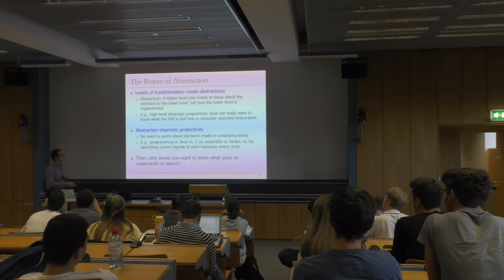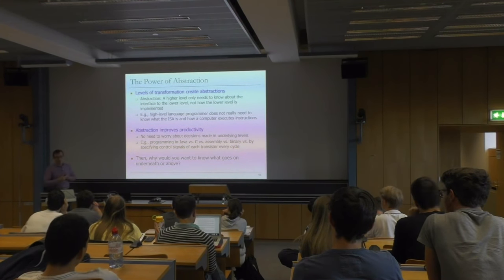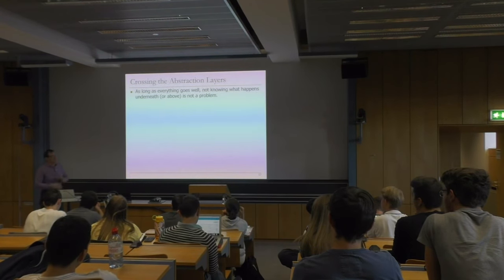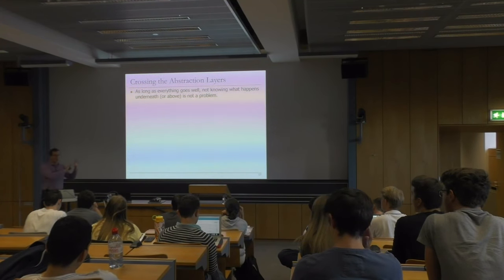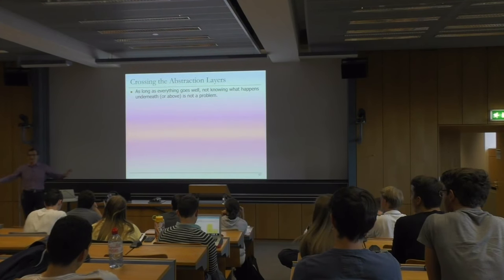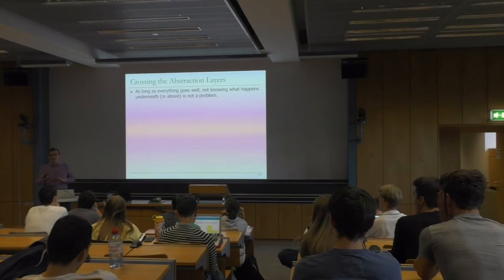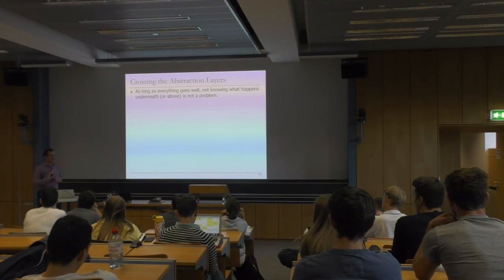So the question is then, why would you want to know what goes on underneath or above? I've already given you a reason, right? Productivity. Abstraction is great for productivity, but if you want to get performance, that's one reason to go into what happens underneath or above. So basically, why do we want to cross the abstraction layers? And the chips that I've shown you earlier to motivate this class, they all break these abstraction layers, basically. If you're a programmer of that chip, you cannot say, I don't want to know what's going on in hardware. You really need to know what's going on in hardware over there.